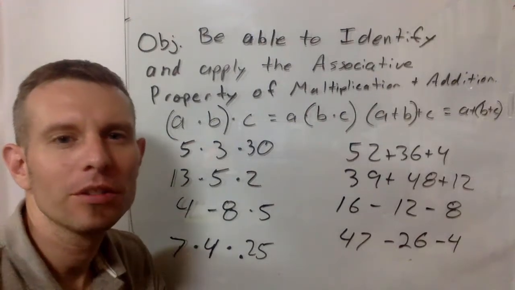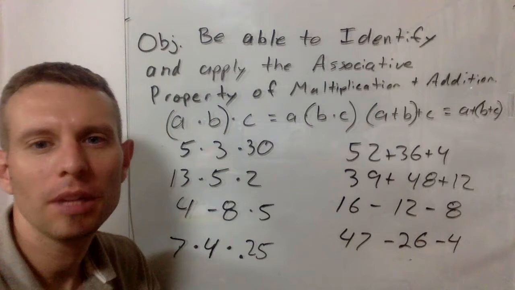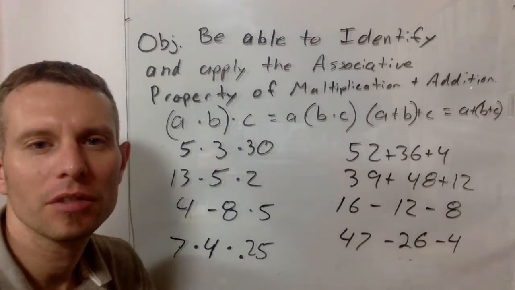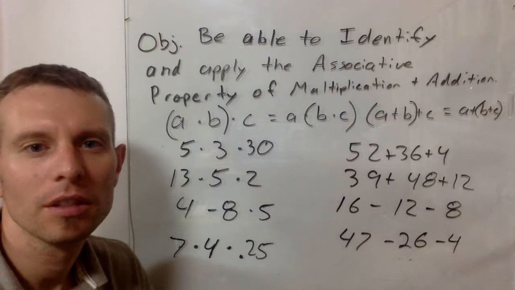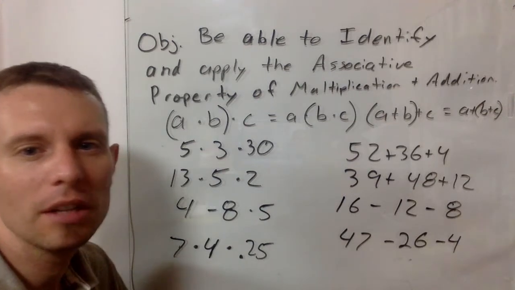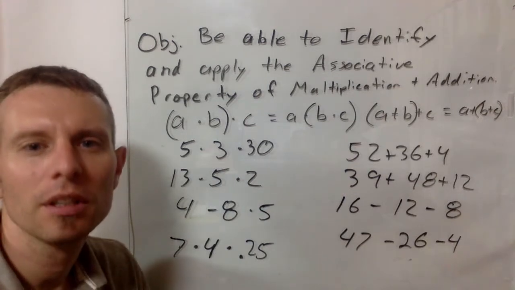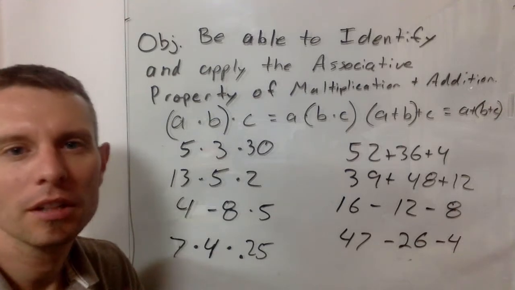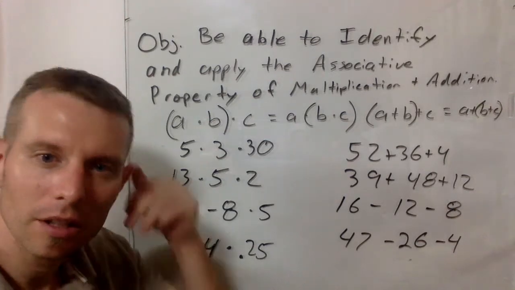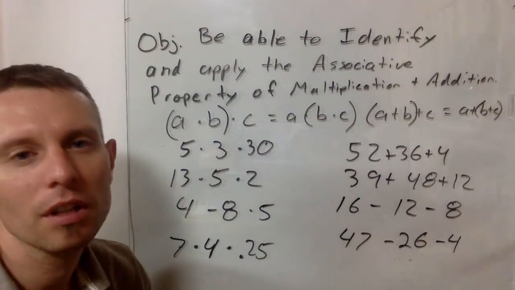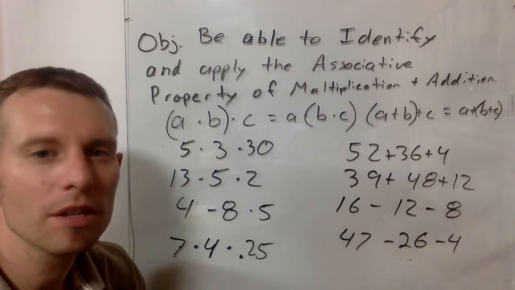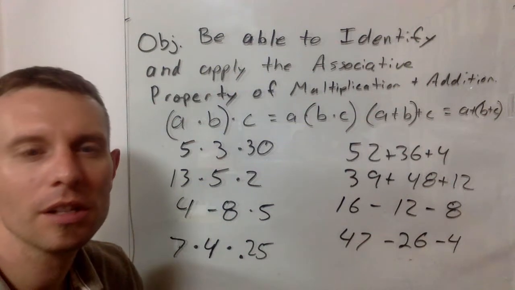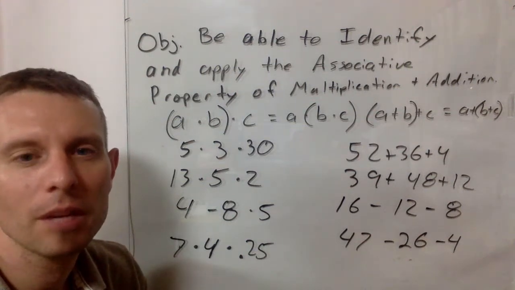Alright, here we want to be able to identify and apply the associative property of multiplication and addition. Now, again, this does not work for division necessarily or subtraction, but it does work for multiplication and addition. So you might want to keep that in mind.